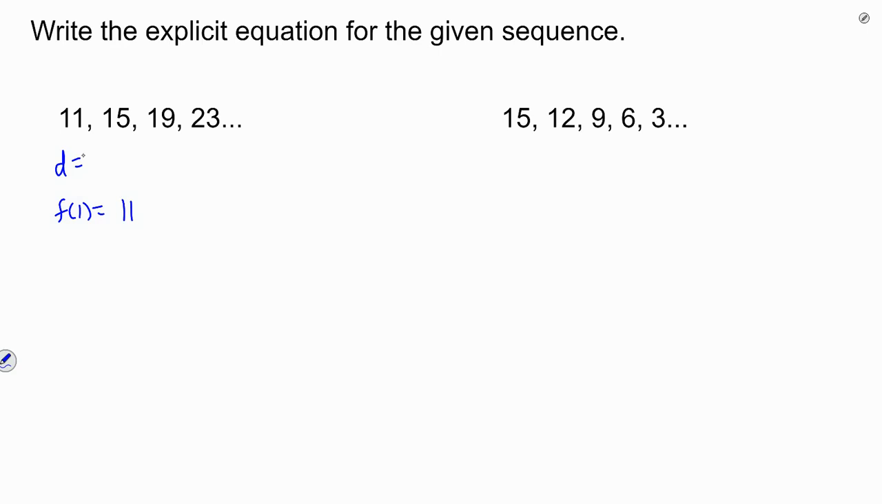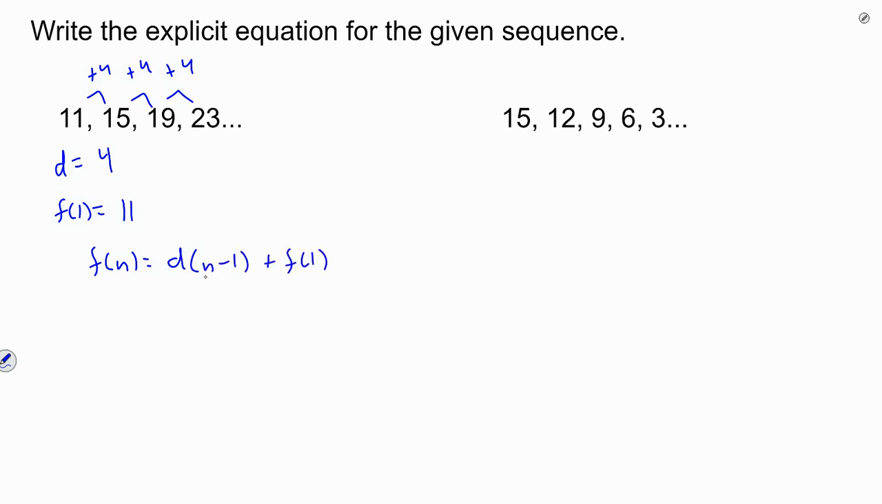Done. Next, I need to figure out what I am adding or subtracting to get between each term. Now, if you're not adding or subtracting, then this formula will not work. But conveniently, for this one, I am adding 4 each time. So my common difference is 4. So let's write down the formula. We have f of n equals d times n minus 1 plus f of 1.